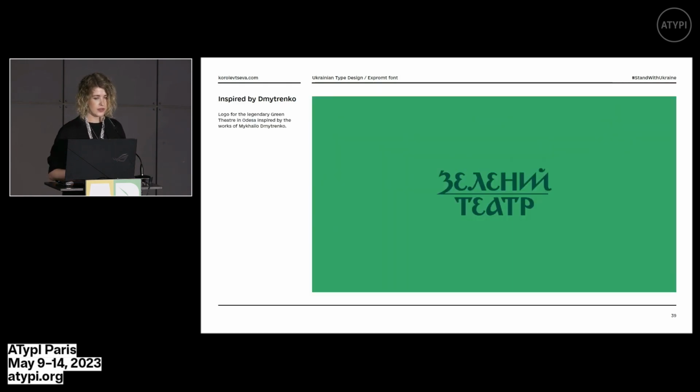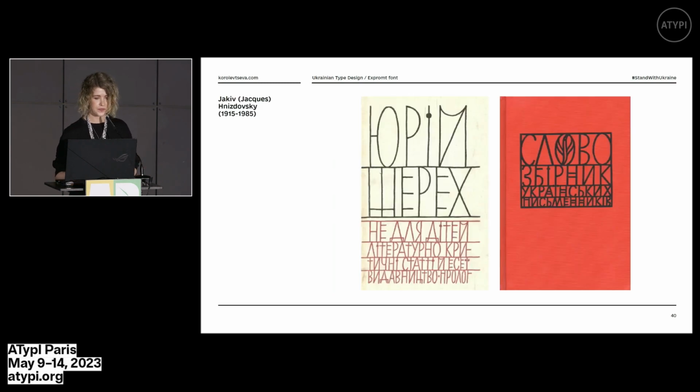Also, after the beginning of the war, I created this bespoke logo for the Green Theater in Odessa. It's a legendary open-air amphitheater built in 1936. They had a logo inspired by Soviet signage, and they told me, we don't want to use it. We need something with Ukrainian soul, something with Ukrainian roots. So I was inspired by our heritage to create this logo for the Green Theater.